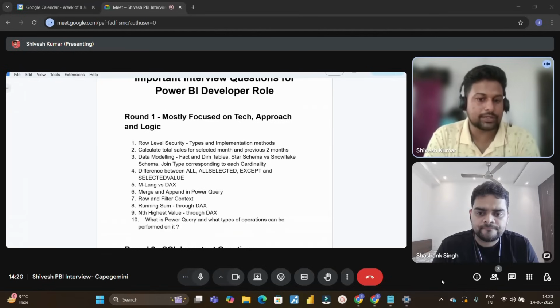We have the difference between DAX functions, like all, selected, except and selected value. These are all for a fresher or for someone with seasoned experience as well. So they might have challenges sometimes in implementing it, so the interviewer focuses on this as well. So we should be looking into this.